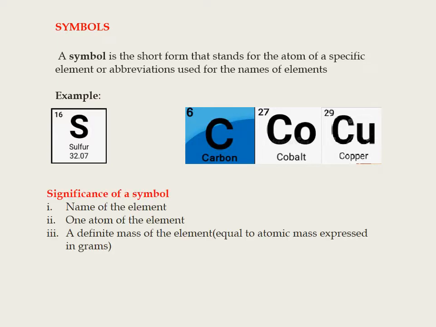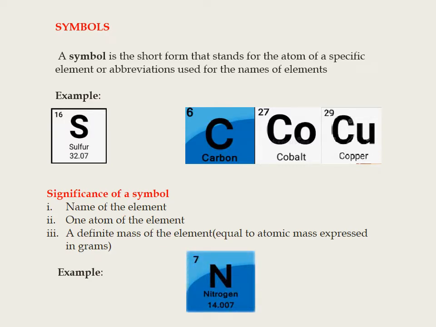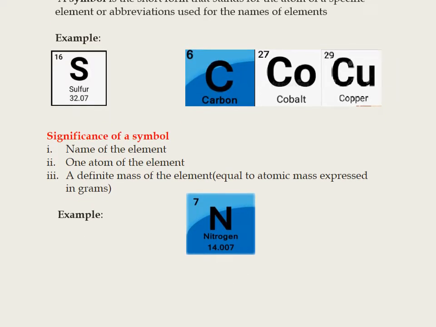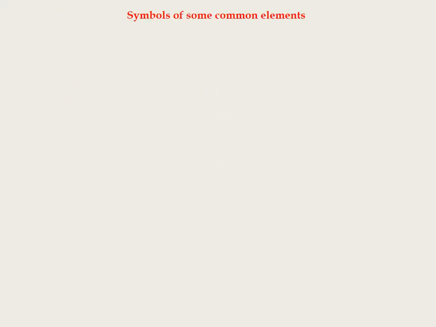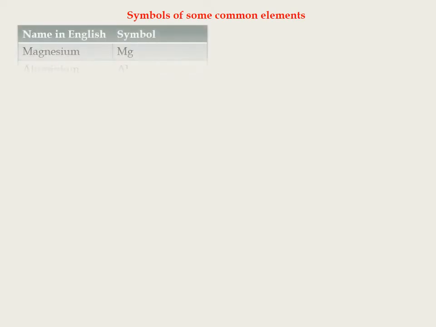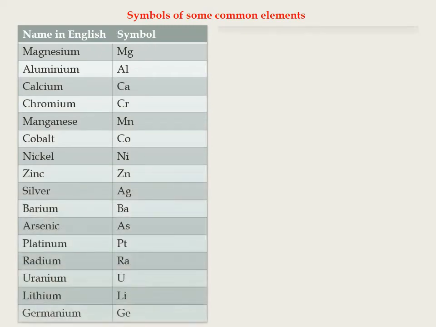Significance of a symbol. It represents the name of an element, one atom of the element, a definite mass of element that is equal to atomic mass expressed in grams. For example, the symbol N stands for the element nitrogen, one atom of nitrogen, and 14 grams of nitrogen, this weight being the atomic weight of the element. Symbols of some common elements are given in the table below, with first column being the name in English and the second column is symbol.